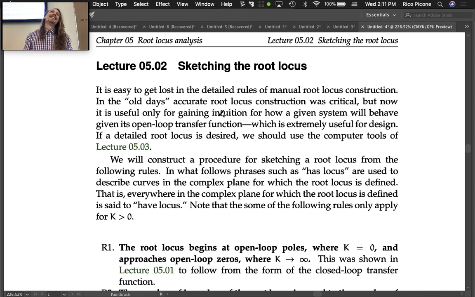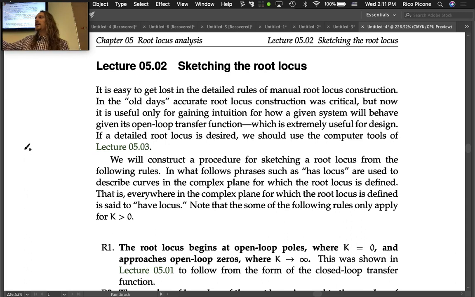It is easy to get lost in the detailed rules of manual root locus construction. The Nise textbook goes into great detail on this. In the old days, accurate root locus construction was critical, but now it is useful only for gaining intuition for how a given system will behave given its open loop transfer function, which is extremely useful for design. Same with the Bode plots.